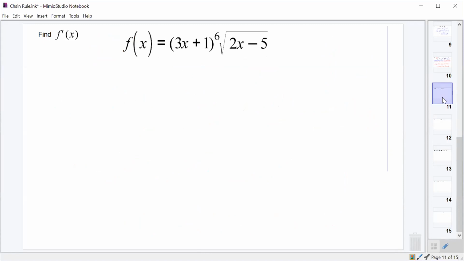Hopefully so. All right, why don't you guys see if you can find this derivative on your own. Take like 2-3 minutes and find this derivative. This is 3x plus 1 to the 6th power, not a 6th root. So to the 6th power, not a 6th root. Take a minute or two, see if you can figure that derivative out.